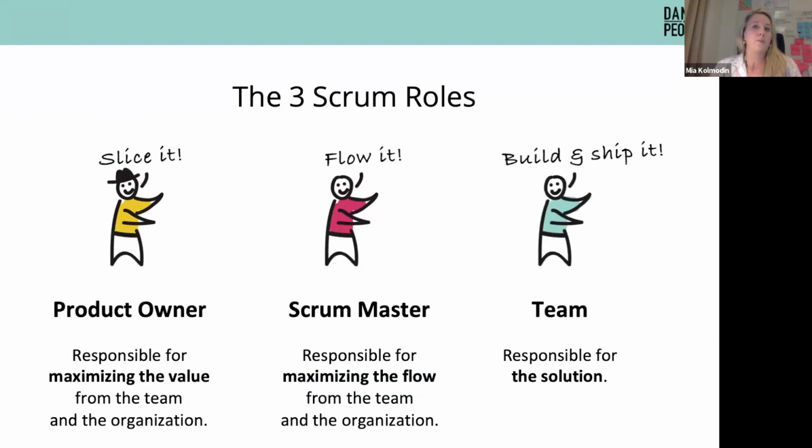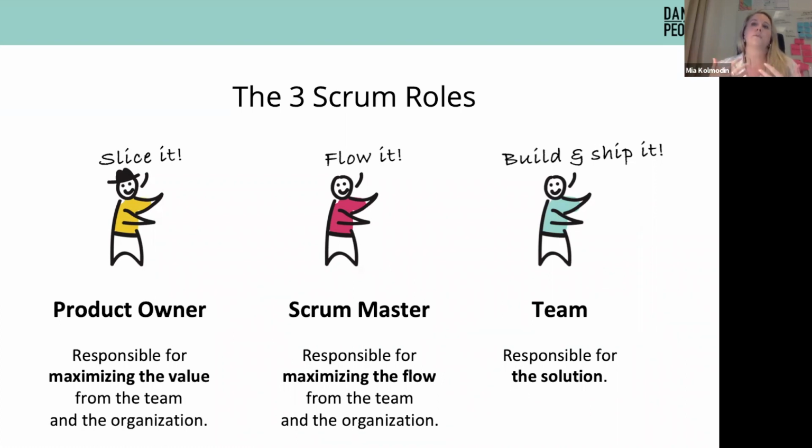And when we work in Scrum, we have three clear roles. We have the product owner, who is responsible for maximizing the value from the team, from the work that the team is doing, helping to prioritize, and also from the organization. And the Scrum Master, which is also one of the roles, responsibility is maximizing the flow from the team. So enable them to deliver as quickly as possible to get quick feedback as well. So we have two different roles here, which usually need to be on different people, so that we get kind of a power balance between these two, helping the team to work in the best way possible within these two areas. And then the team, who are responsible for the solution.